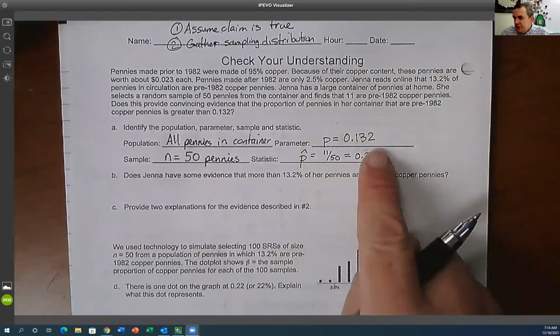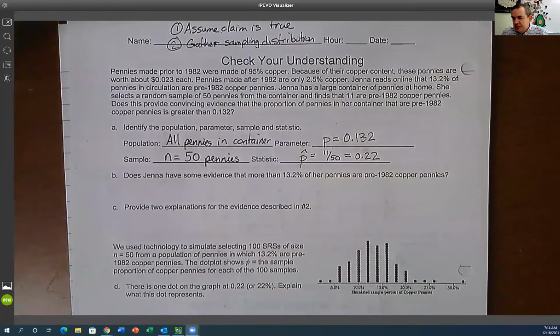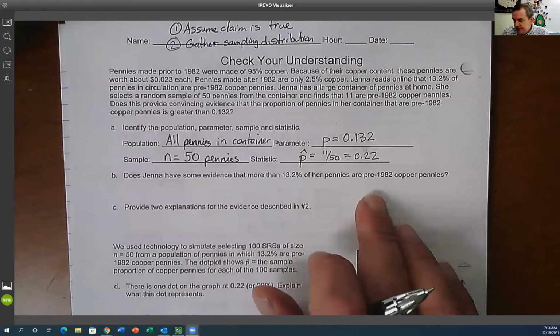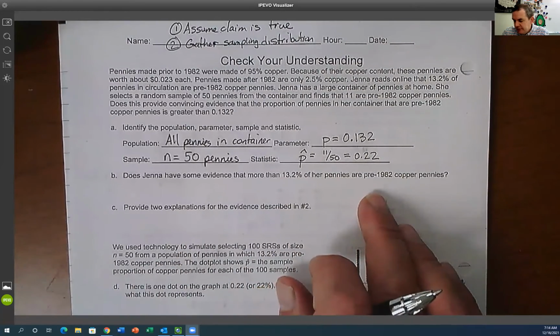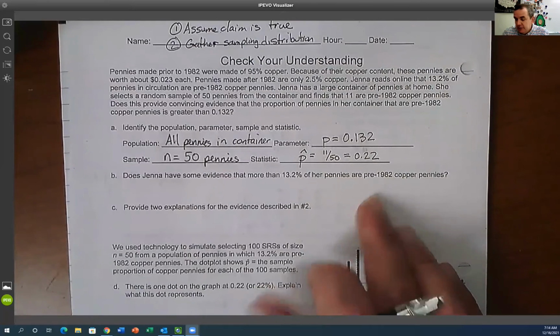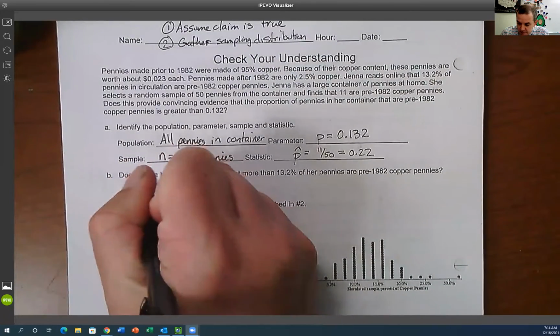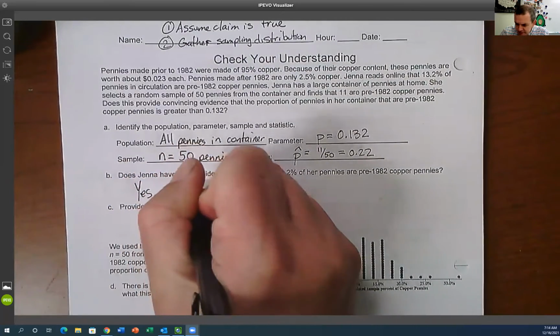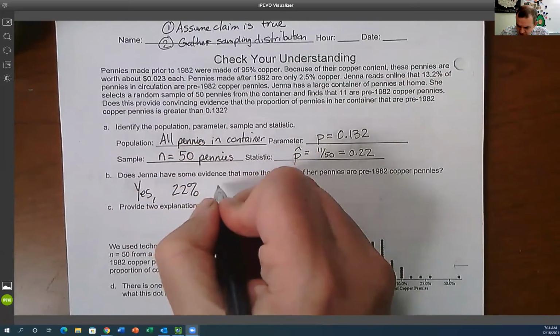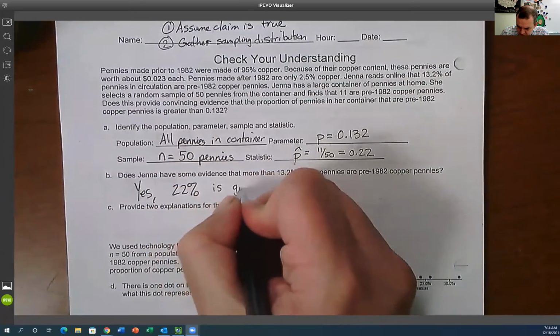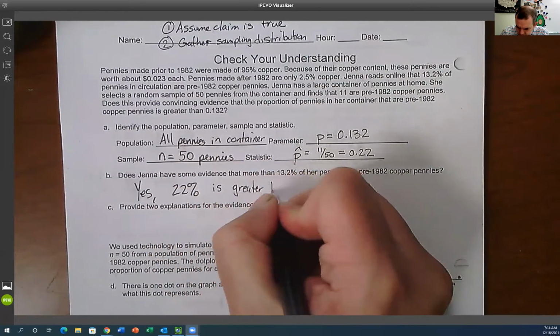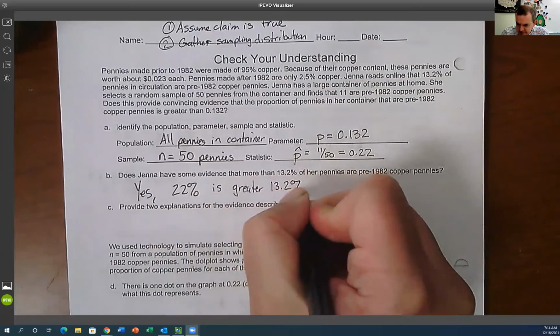Again, I would go with the decimal in this one, stay away from the fractions. The fractions aren't wrong, but I'll tell you it's going to be easier to work with decimals. Does Jenna have some evidence that more than 13% of her pennies are pre-1982 copper? In this case, I'd say yes, she does. 22% is greater than 13.2%. So there is some evidence.